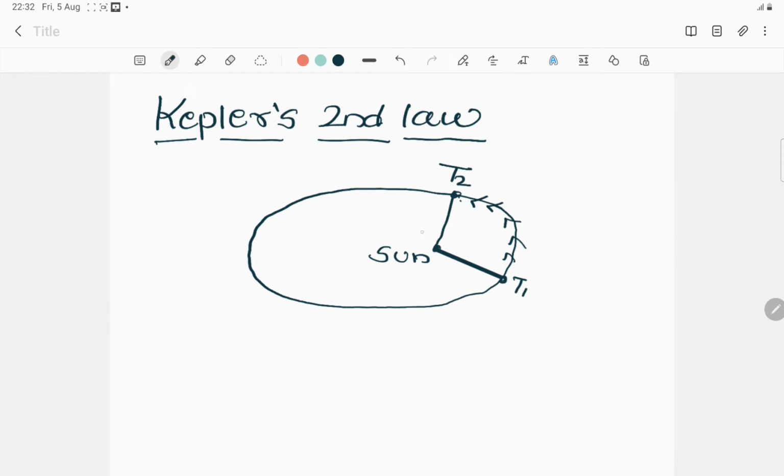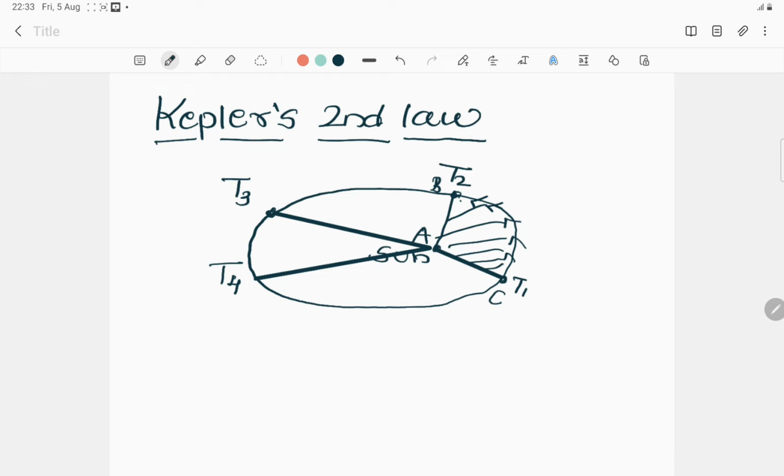Then consider this area ABC. Now again, consider if the planet Earth was here somewhere, at a time somewhere around t3. And if it reaches here, at a time consider t4. Now what I have drawn is not exactly correct geometrically, but I'm just giving you all an interpretation.